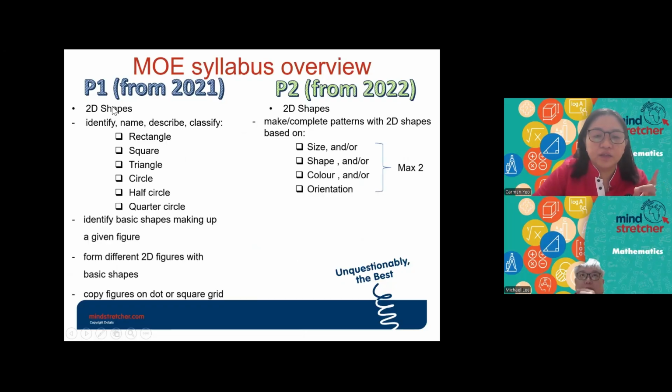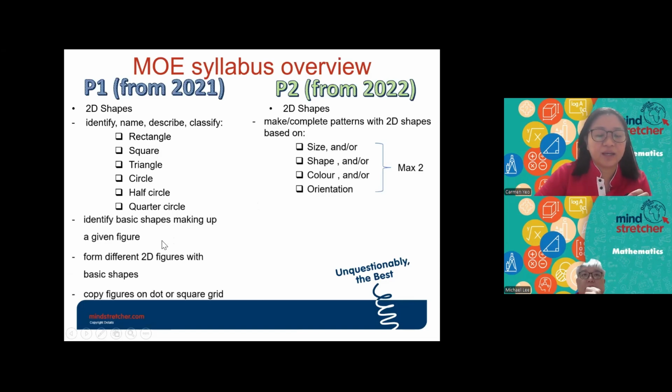Okay, now we go on to geometry. Okay, what is included in shapes? In primary one. Okay, these are the shapes we list down over here: rectangle, square, triangle, circle, half circle, quarter circle. Okay, this is what the students in primary one are required to be able to recognize these shapes. Okay, spell these shapes, and classify them according to their sizes as well.